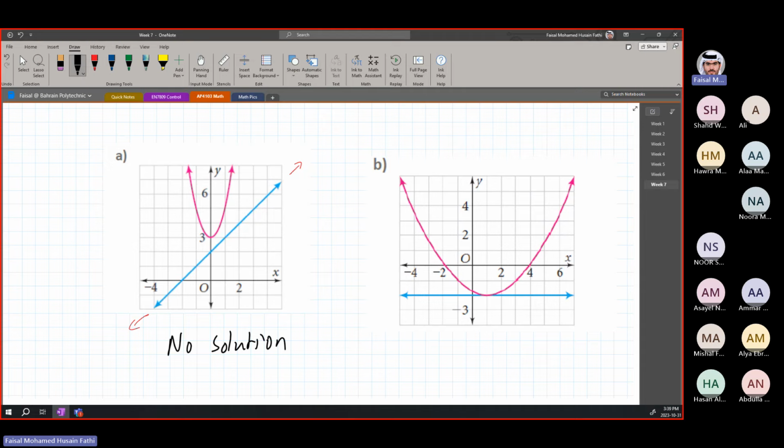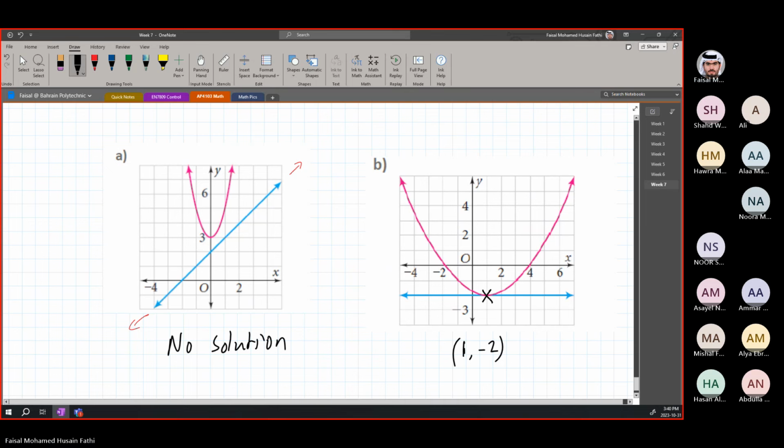So graphically, if you see this, it means there is no solution, because there is no intersection at all. In this case, remember when I told you there can be only one solution? In this case, the turning point is the solution, which is 1, minus 2. The intersection point is only one point. Only one point. So you can have either one point, you can have 2 points, or you can have no solutions. And that's pretty much it.